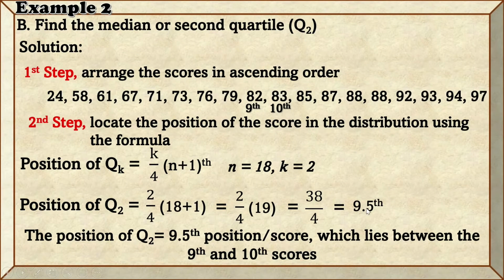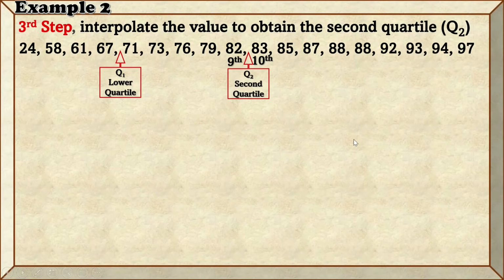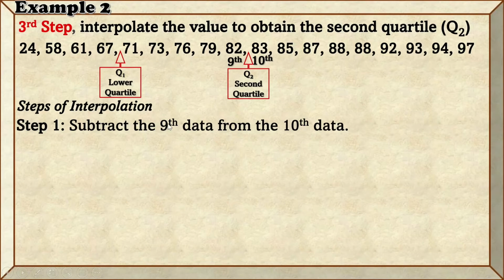Since the result here is in decimal number, interpolation is needed. So we have the third step. Interpolate the value to obtain the second quartile. Okay, so the second quartile here is between the 9th and 10th score. Steps of interpolation. Step 1, subtract the 9th data from the 10th data. Since our 9th score is 82 and 10th score is 83, we have 83 minus 82 equals 1.